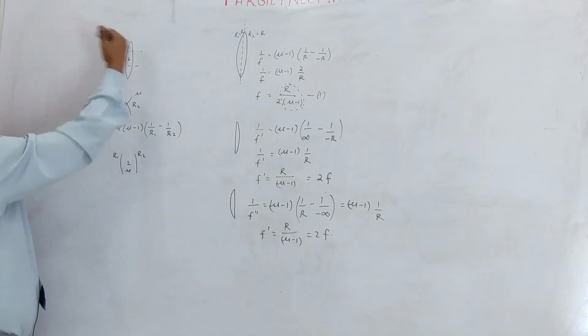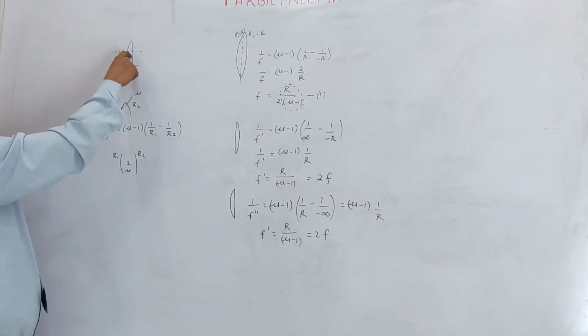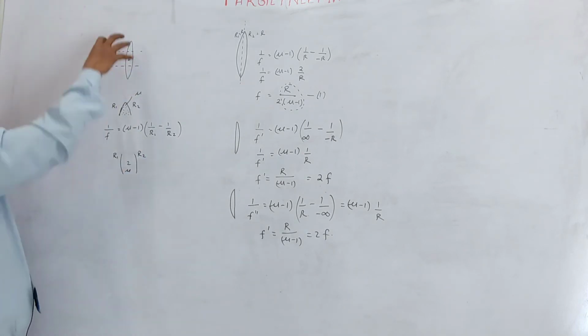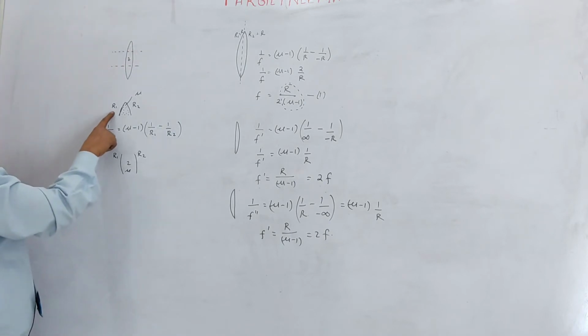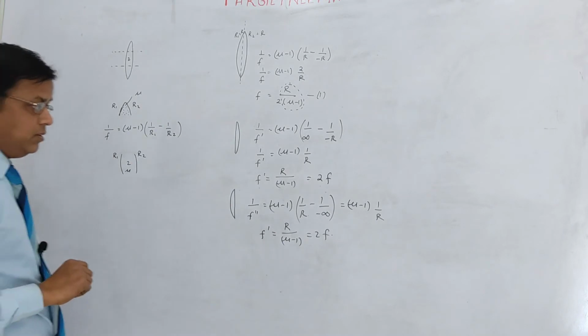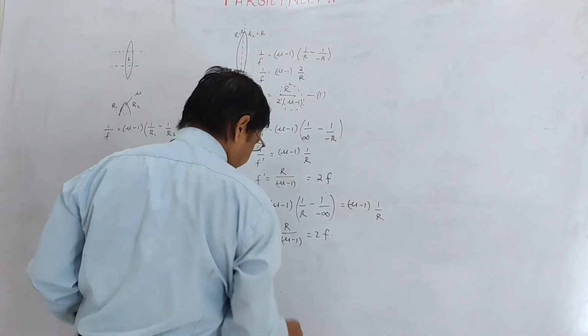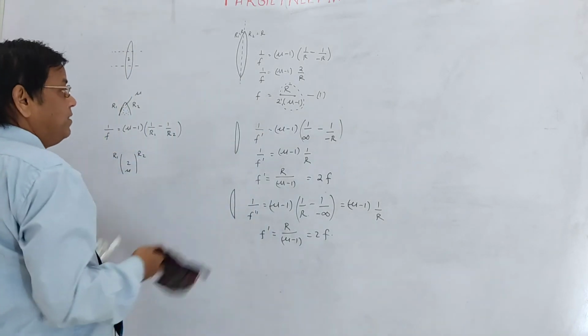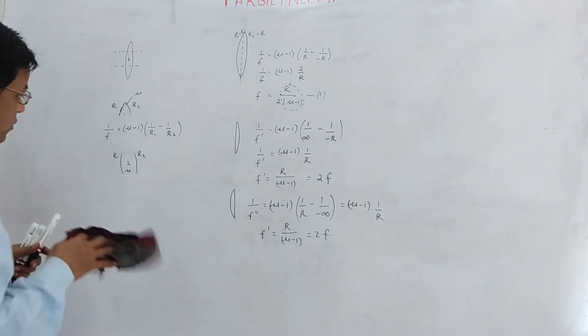And if you cut the lens like this, each piece has the same focal length as the original, because neither R1 changes, nor R2, nor the refractive index of the material of the lens changes. So this is the effect of cutting a lens on its focal length.